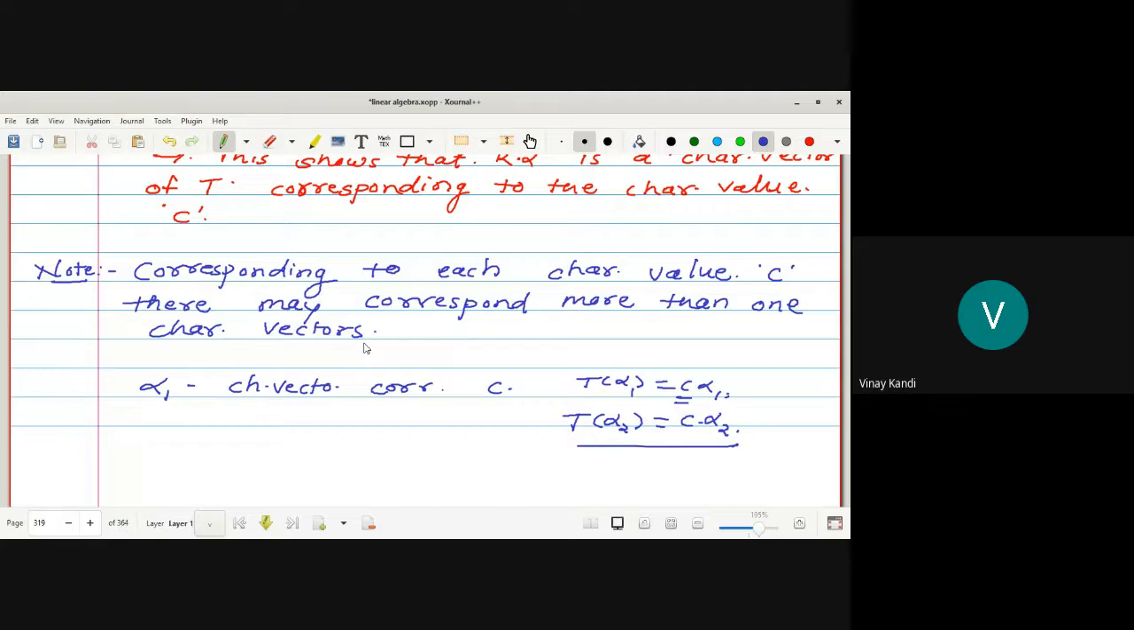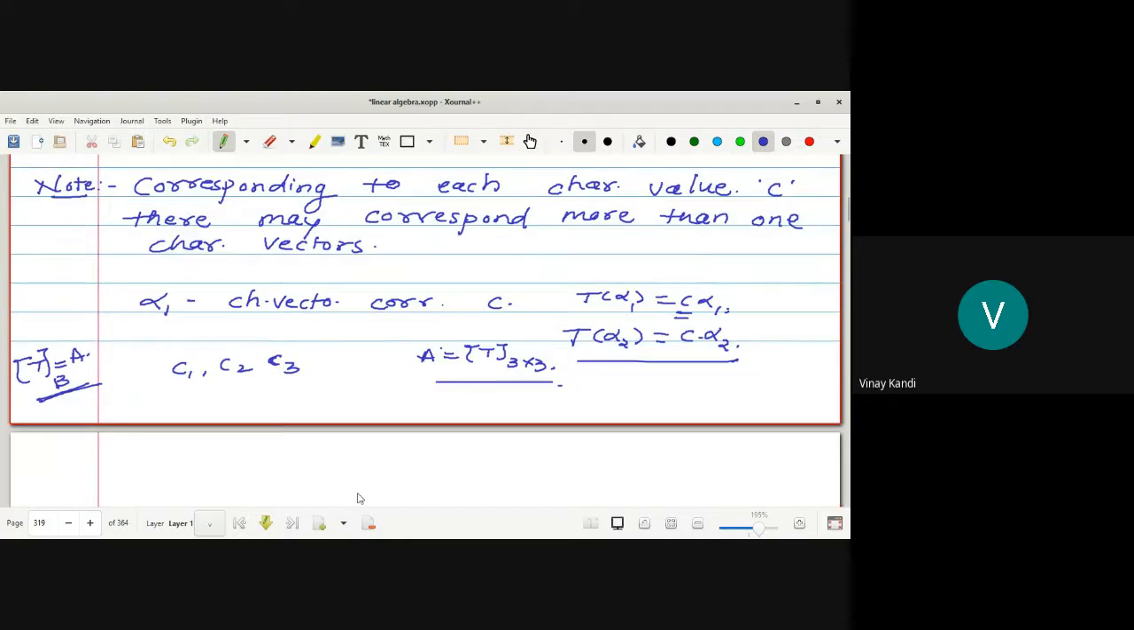Now suppose these are some characteristic values C1, C2, C3. T is the transformation. A is the matrix of T with standard ordered basis beta. Suppose the order of matrix A is 3 cross 3. Suppose there are three characteristic values C1, C2, C3 of this matrix. That means these are the three eigenvalues, that is characteristic values, of the transformation T.